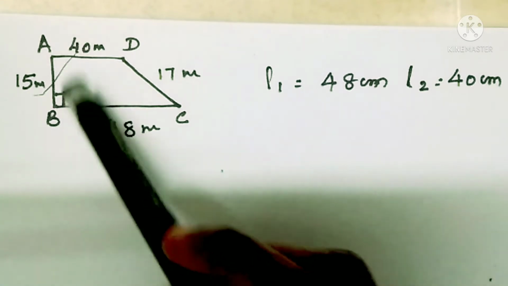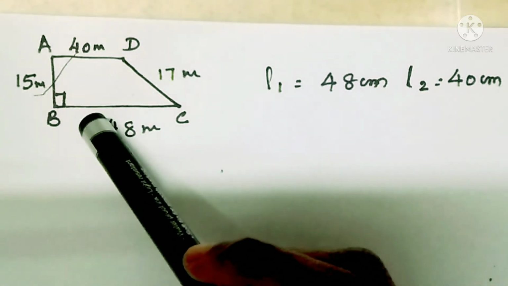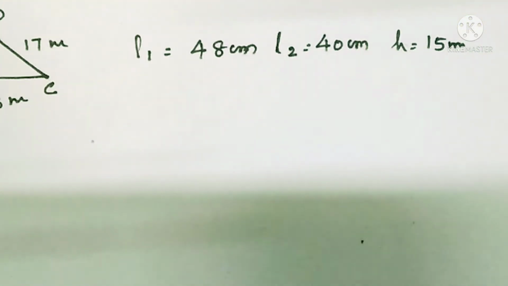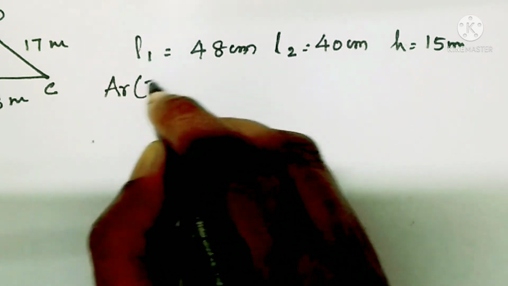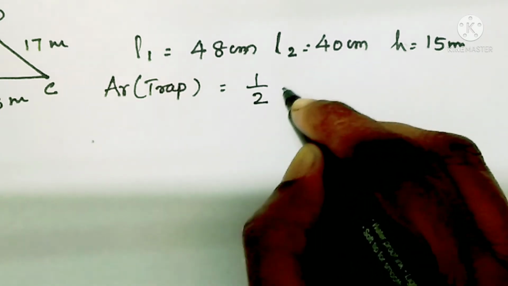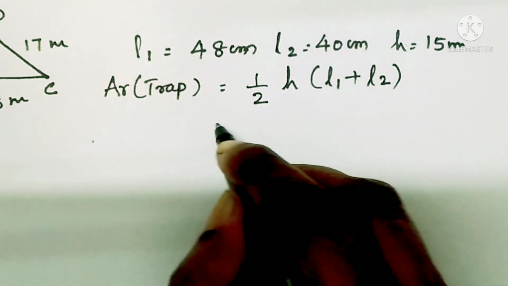So, what is meant by perpendicular distance? Perpendicular distance between two lines is the height between them. Okay. So, we have L1 is equal to 48 centimeter, L2 is equal to 40 centimeter and height H is equal to 15 meter. Now, find out the area. Area of trapezium is equal to, what is the formula? Area of trapezium is equal to half H into L1 plus L2.